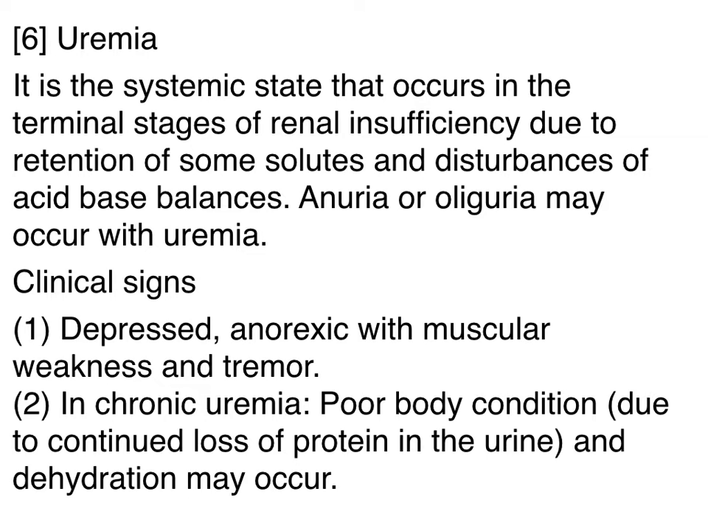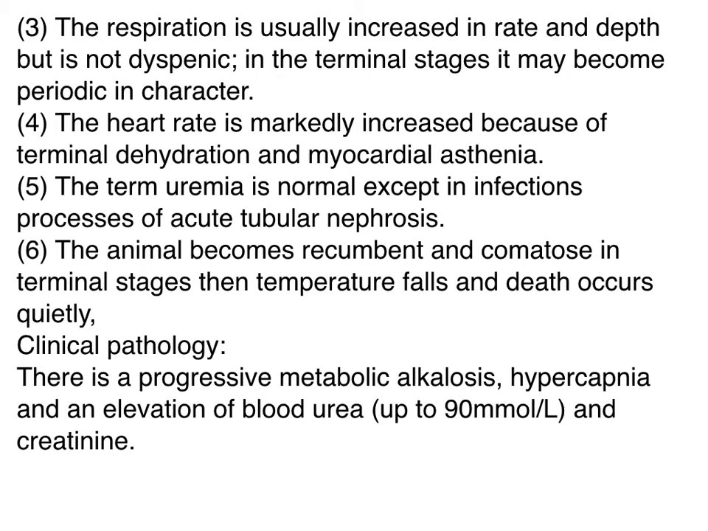Clinical signs of uremia are characterized by depression, anorexia with muscular weakness and tremors. In chronic uremia, there is poor body condition, general weakness of body condition, as a result of continued loss of protein important for the body, and dehydration occurs. The respiration is usually increased in rate and depth but is not dyspneic. In the terminal stage, it may be periodic in character.